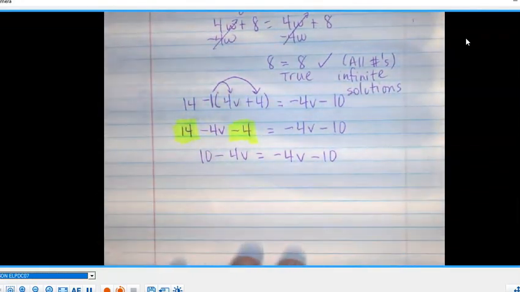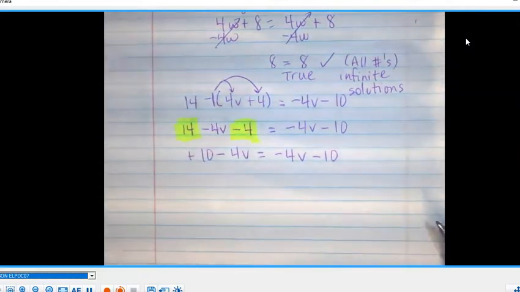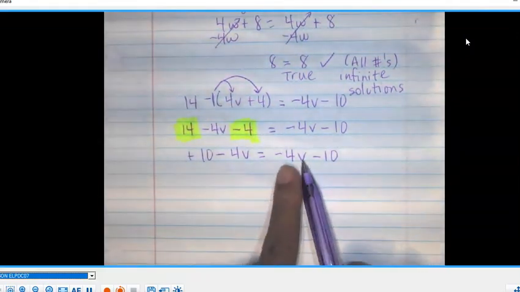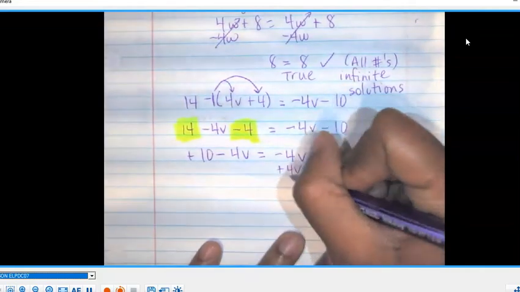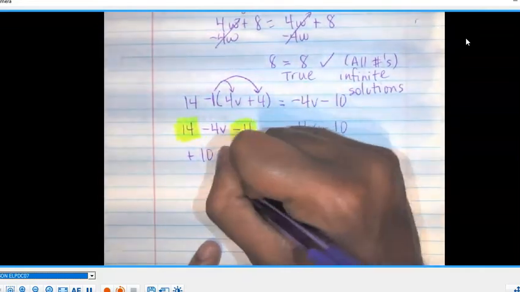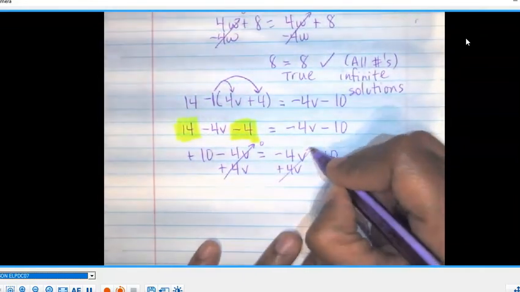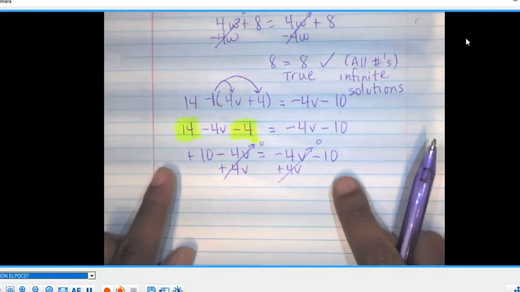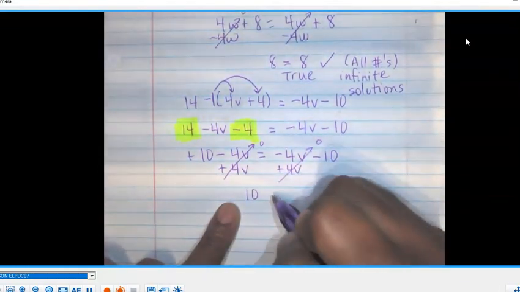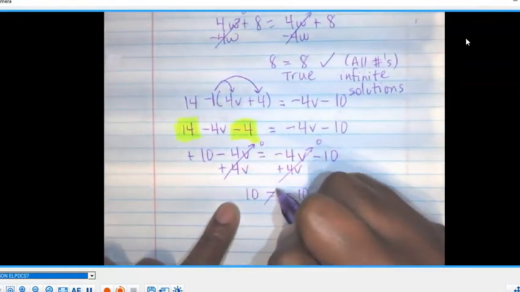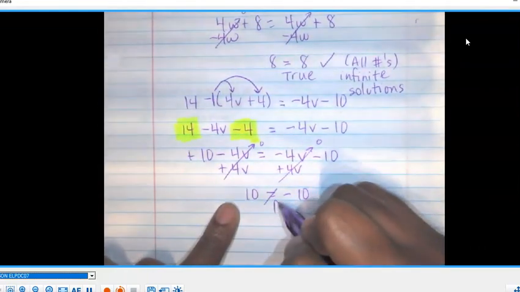That's a positive 10. Okay, so now for the sake of doing this, I'm going to move this over to this side, to the left. So I'm going to add 4v. Add 4v, this is 0, and this is 0. Okay, so now we drop our numbers down and look what we get. Does 10 positive equal negative 10? No, that is not true. This is false.